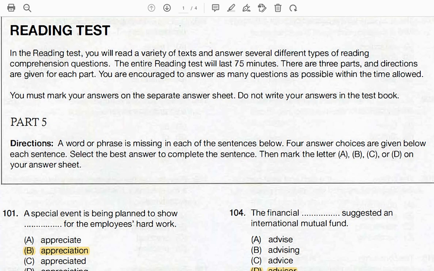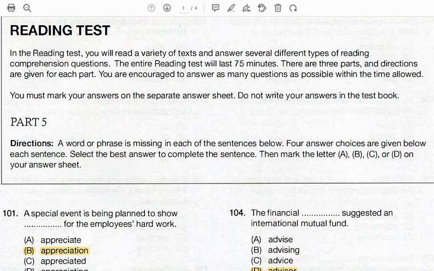So that's the explanation of the reading task. In the reading task of the TOEIC test, you will read a variety of texts and answer several types of reading comprehension questions. That's very essential. The entire reading task will last 75 minutes. There are three parts, and directions are given for each part. You are encouraged to answer as many questions as possible within the time allowed. You must mark your answers on the separate answer sheet. Do not write your answers in the question book.